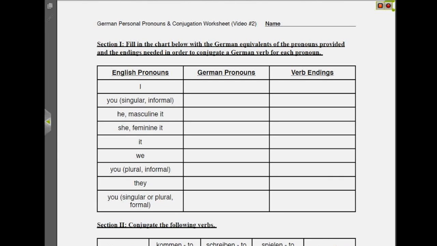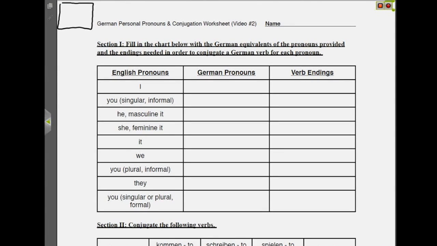Alright, today we're going to talk about video number 2's worksheet that goes with it. If you haven't seen the video already, you can go ahead and click up here in the little box and you can find that. Today we're going to be talking about pronouns and conjugation in the German language. And to start off, we need to figure out, first of all, what are the pronouns in English, and then translate them into German. And then, in order to figure out the conjugation, we need to find what verb endings go with each of these.